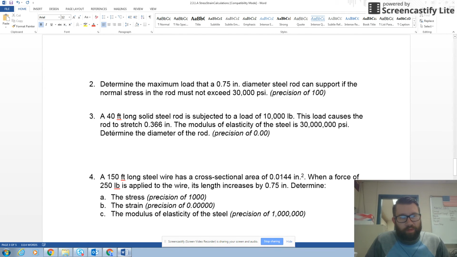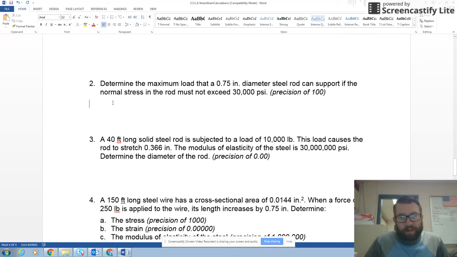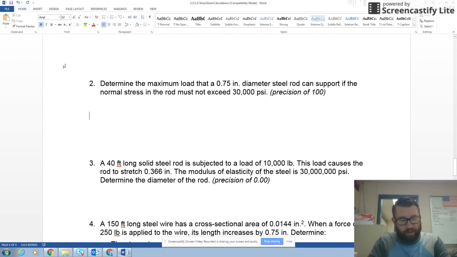All right, let's jump down to problem 2. It says determine the maximum load that a 0.75 inch diameter steel rod can support if the normal stress in the rod must not exceed 30,000 pounds. So again, I'm going to use the GUESS method. So my G here is going to be, what am I given? If I look at the problem, I have a diameter, so lowercase d equals 0.75 inches. And I also have a stress that equals 30,000 psi.